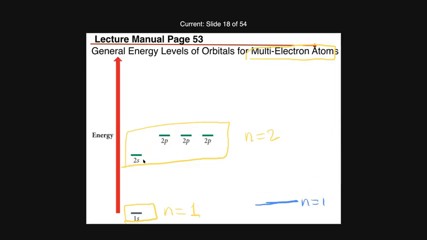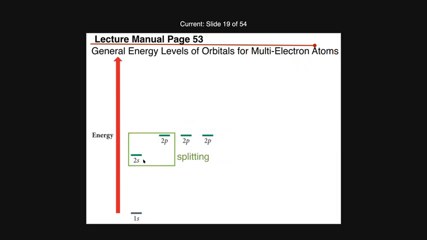But again, the reason this is different from Bohr's model is that the 2s and 2p, for multi-electron atoms, do not have the same energy level anymore. This is called splitting of the orbitals. The 2p orbitals will still have the same energy as each other, but between s and p, that is the splitting that will happen.